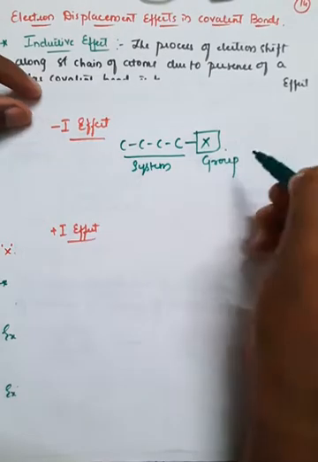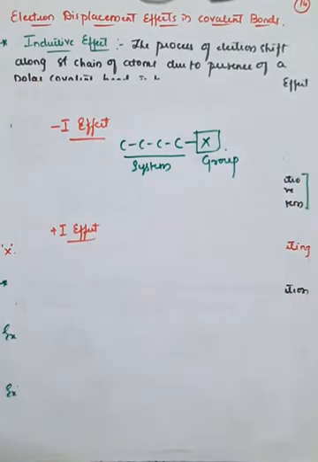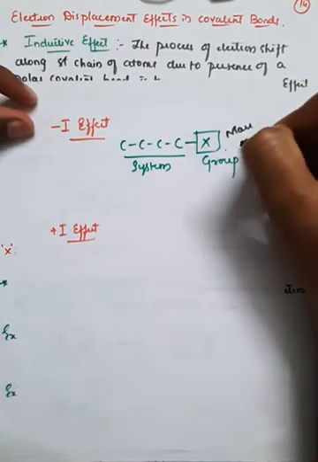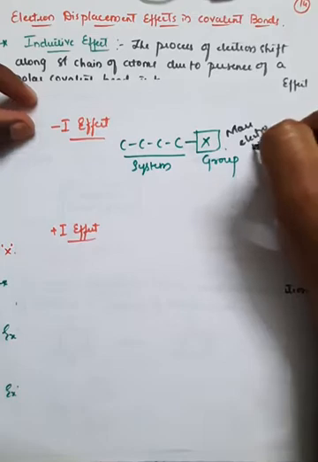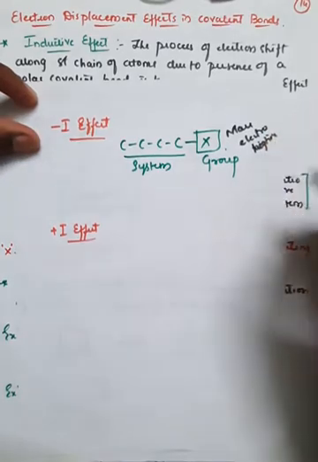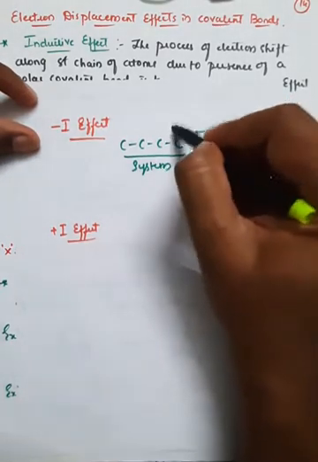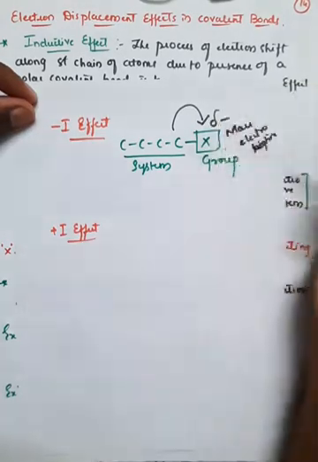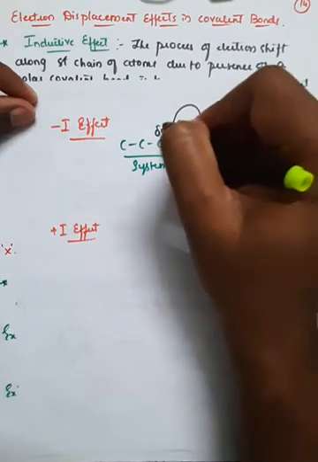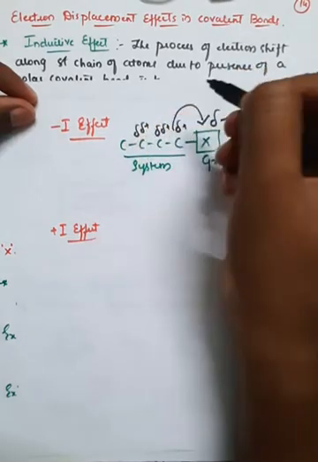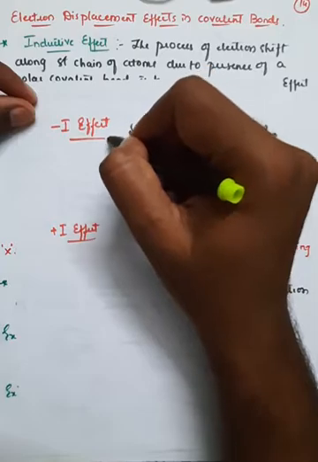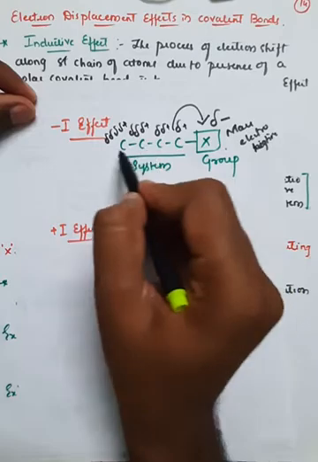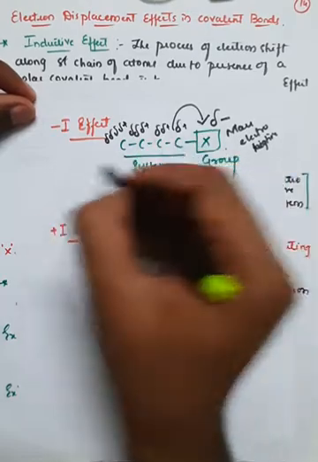So in this case what happens? Since X is more electronegative when compared to the system, X is more electronegative, right? Therefore the movement of electrons from this carbon towards the halogen takes place. So this will get a partial negative charge and this will get a partial positive charge, like this, right? That is delta plus, which means the value goes on decreasing as we go along, right? So this is like a wave, right?